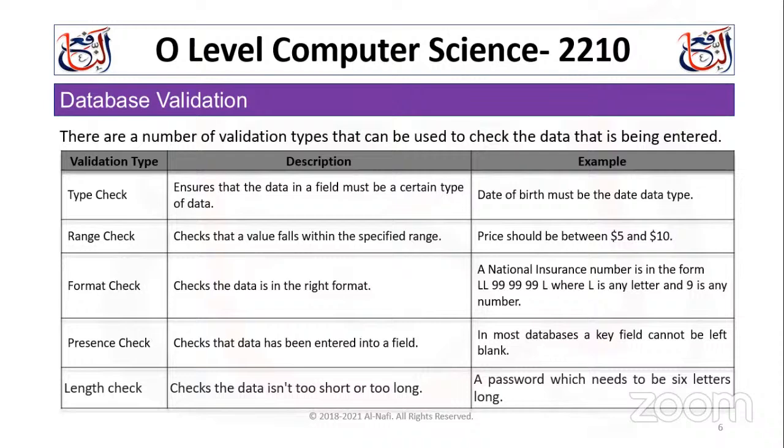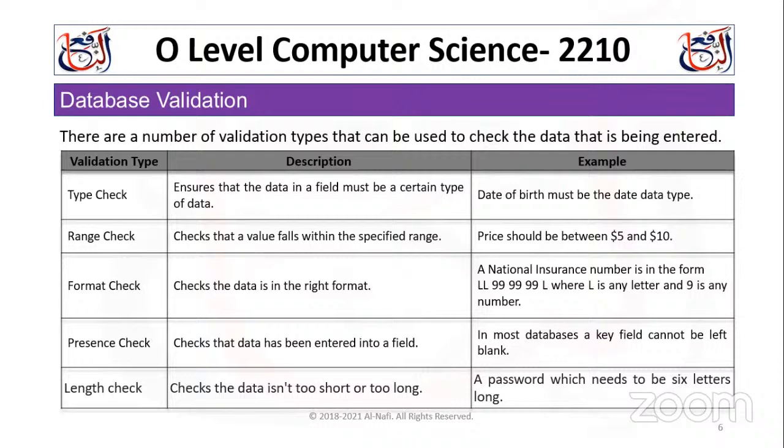Number 2, the range check. Checks that all the values fall within the specified range. For example, you can score marks from 1 to 100 or 0 to 100. 102 is out of range. 110 is out of range. Third is the format check. A format check checks for the right format. For example, अगर आप कार की नंबर प्लेट देखो तो पहले 2 लेटर्स होते हैं और फिर 3 नंबर्स होते हैं. So this is the format check.